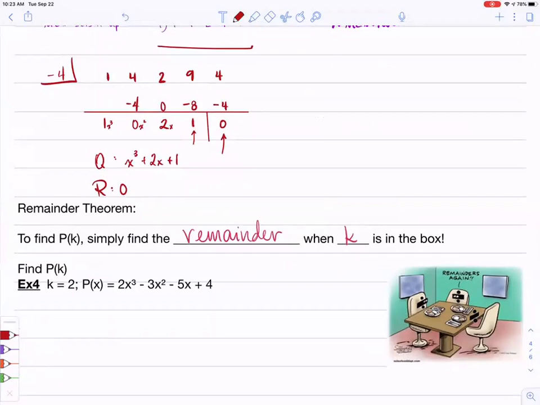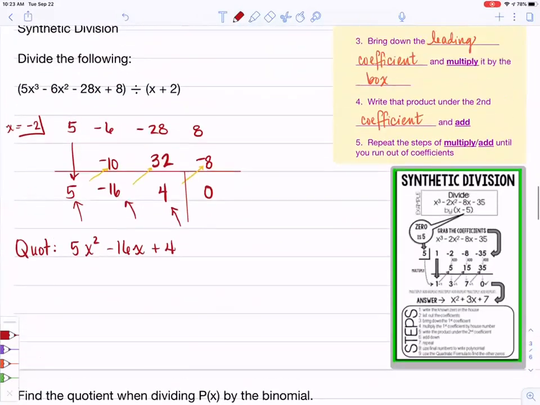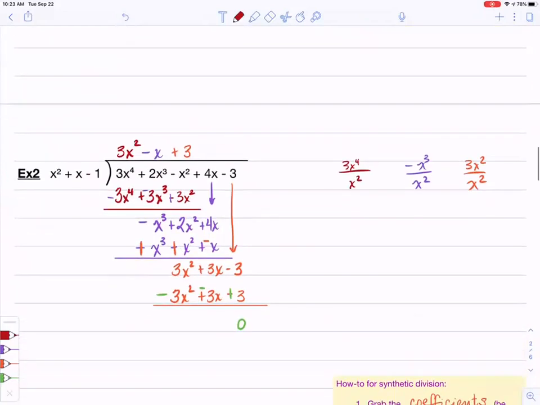The numbers on top don't matter. Like the ones on the top of the bar, that doesn't have anything to do with the quotient. They help me get my quotient, but they're not in my answer. Just like when I was doing long division, when I get my answer, none of these numbers matter anymore, right? So same concept.